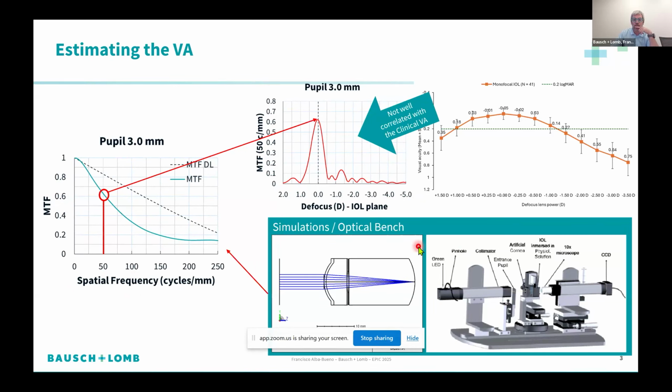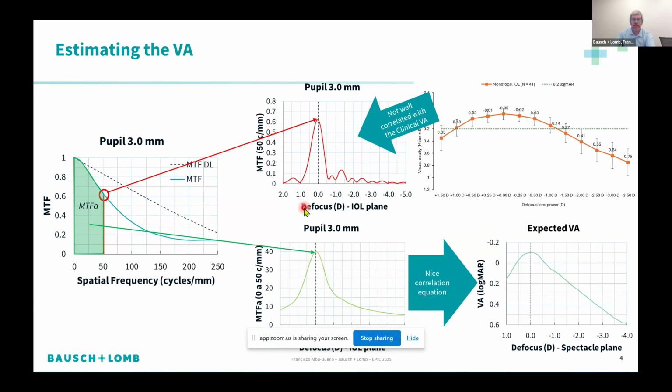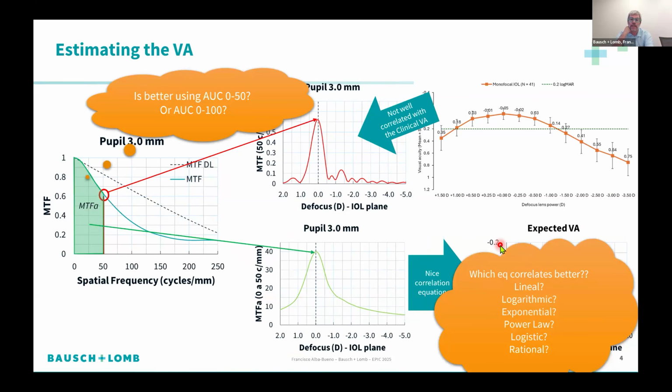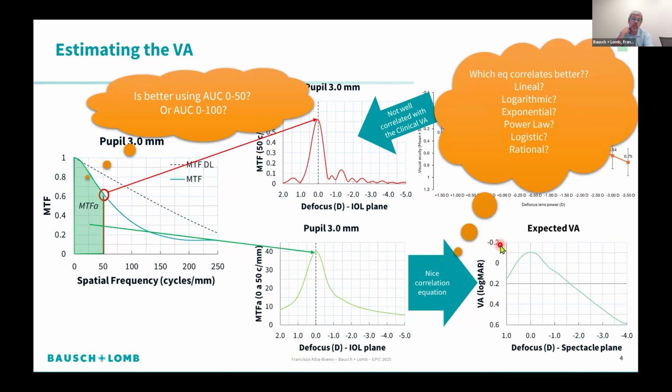So the next step, and there is a little literature on this, is measuring the area under the curve between a certain number of frequencies and performing a correlation between the clinical data and the area under the curve to get the expected visual acuity. So there are two main questions: which is the range of frequencies we should be using, and which is the equation that better correlates with the expected visual acuity.